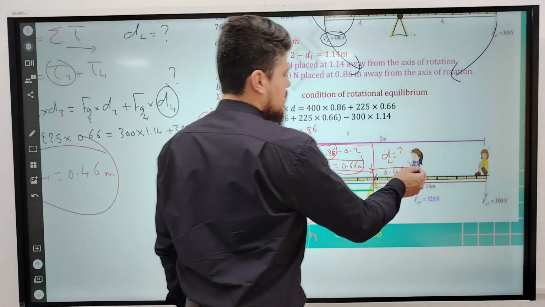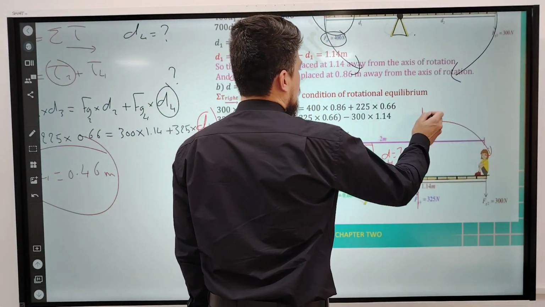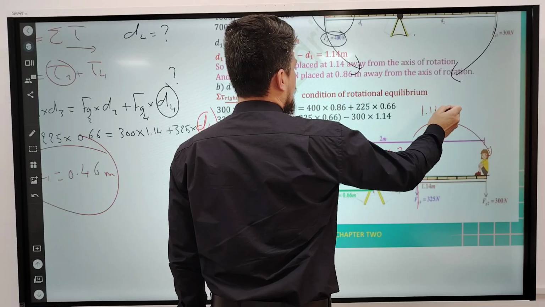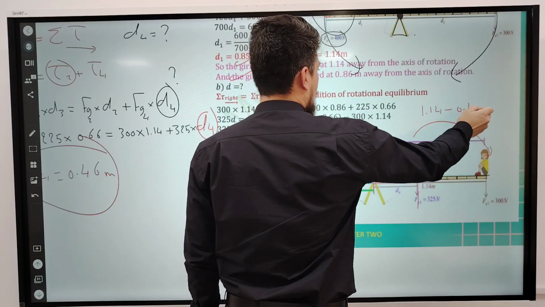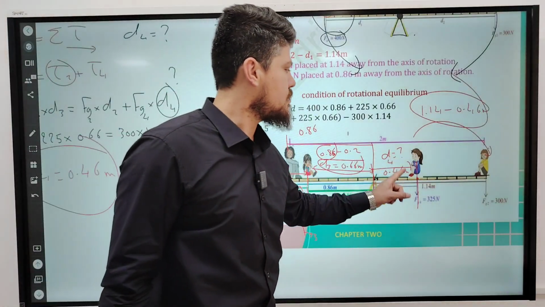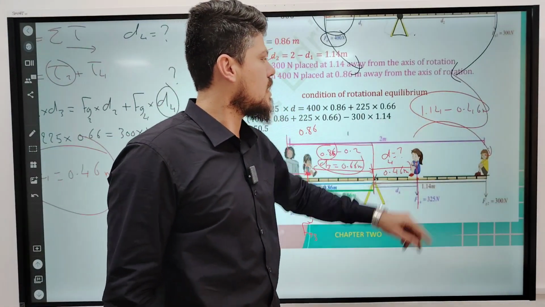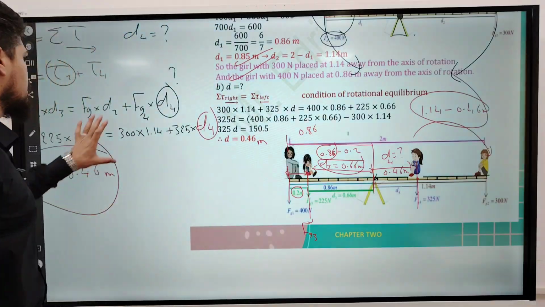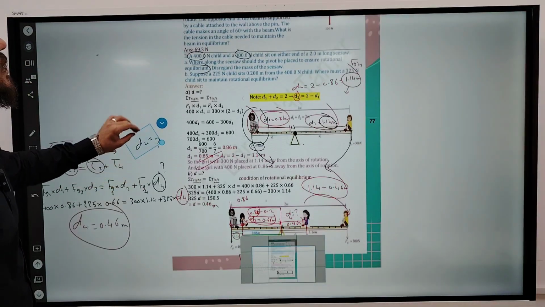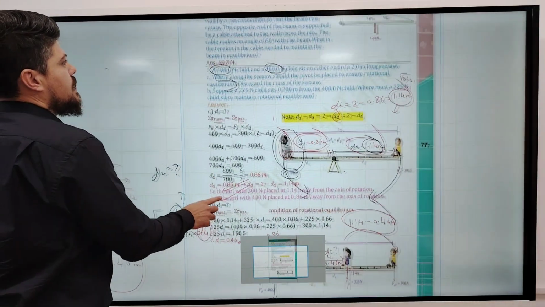So to find the distance of the fourth child from the second child, you have to write down like that: 1.14 minus 0.46 meter. If the question says, what is the distance between the fourth child and the child with the 300 Newton? You have to subtract 1.14 minus 0.46. This is question 3 in the chapter review, a very good question, you get it, okay?